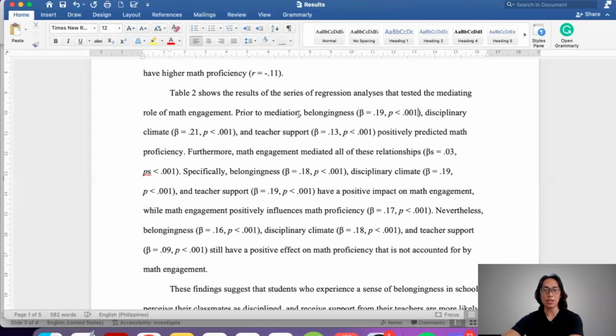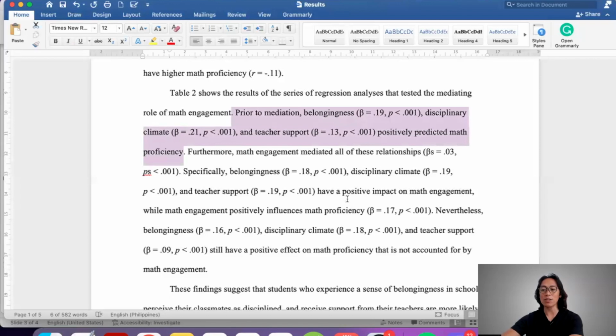Prior to mediation, so this is your total effect, belongingness, disciplinary climate, and teacher support positively predicted math proficiency. And again, as I say, belongingness, in parentheses, I report the statistical values. As I say, disciplinary climate, I report the statistical values, and so forth. So this basically reports your total effect.